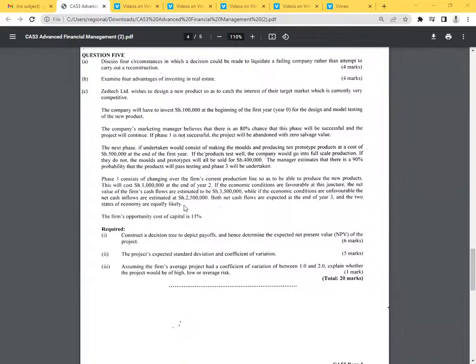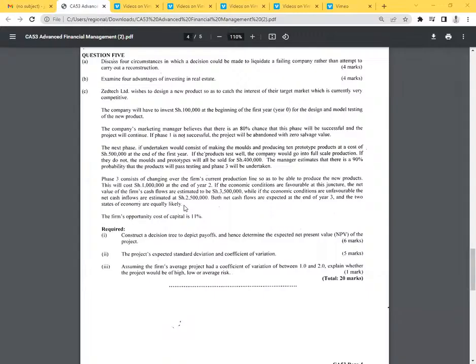Question number 5C, DCL Limited wishes to design a new product so as to catch the interest of their target market, which is currently very competitive. The company will have to invest 100,000 at the beginning of the first year, which is year 0, for the design and model testing of the new product. The company's marketing manager believes that there is an 80% chance that this phase will be successful and the project will continue. If phase 1 is not successful, the project will be abandoned with a 0 salvage value.